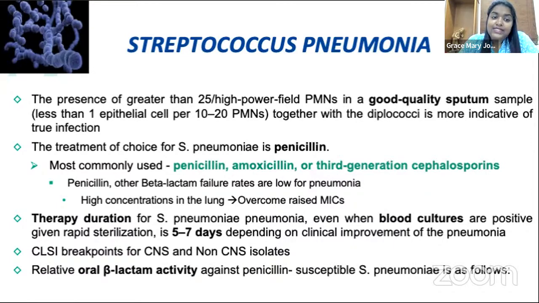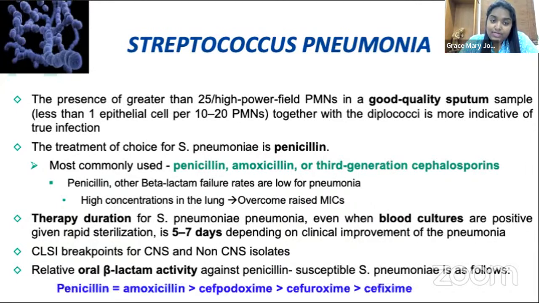Now, the oral beta-lactam activities against pneumococcus are as follows. Penicillin is equal to amoxicillin. So penicillin and amoxicillin are used interchangeably. That is one major reason why you see amoxicillin being used in the community for a lot of children, a lot of adults, because usually it is streptococci that is causing your respiratory tract infection, followed by cefpodoxime, and cefuroxime and cefixime, not so much.